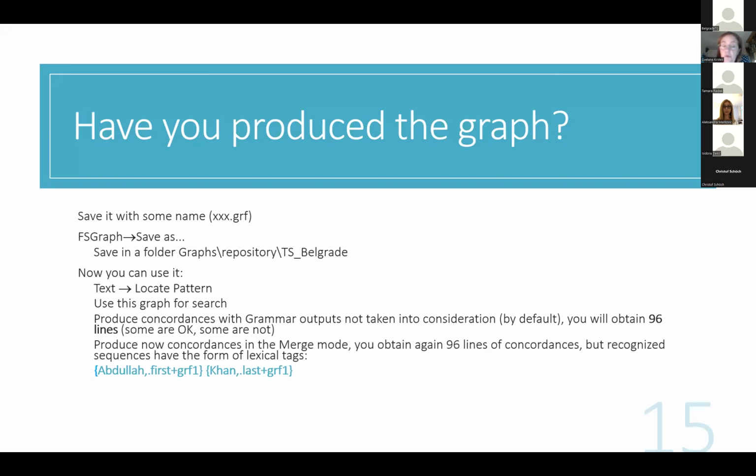And if you do that, you will see that now you obtain lexical tags. It's not recognized as a name anymore. Abdullah Khan, just like that. It is lexical tag Abdullah first, and then the next lexical tag Khan last. Have you obtained that? Here, yes. Oh, wonderful.